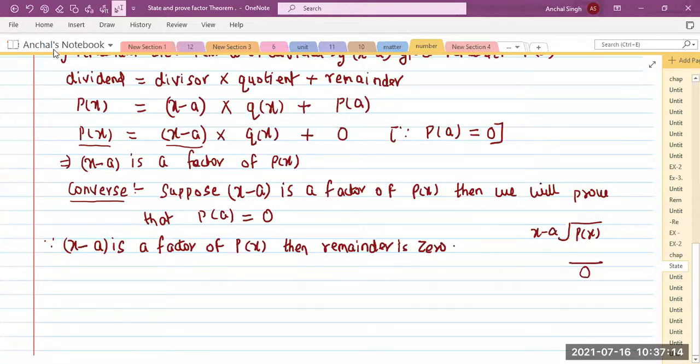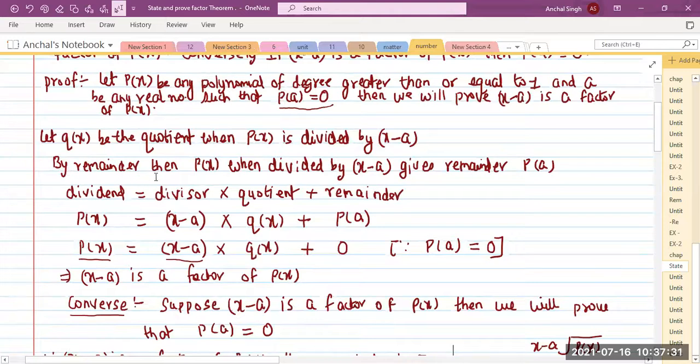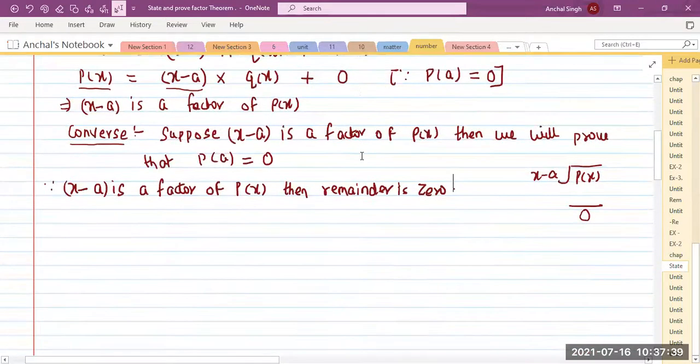By remainder theorem, 0. What was the statement of remainder theorem? Look, it is written here, what is written? By remainder theorem, p(x) when divided by x minus a gives remainder p(a). This is what I'm asking.